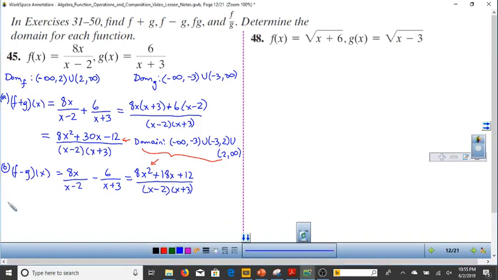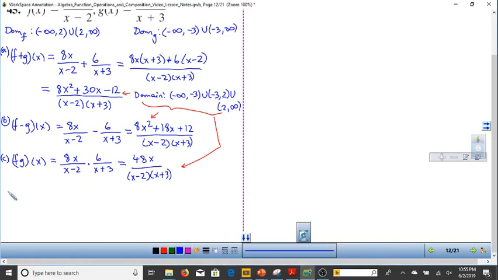Now let's talk about f times g. F times g of x is 8x over x minus 2 times 6 over x plus 3. And that is pretty straightforward. That's 48x over x minus 2 times x plus 3. And the domain is the same domain once again. So I'm just going to draw a little arrow for the sake of space.